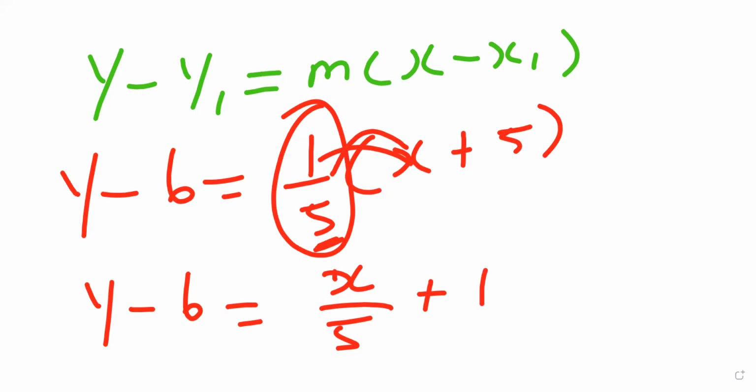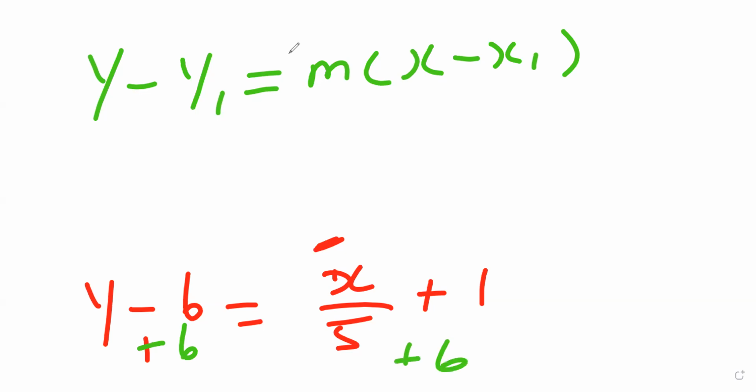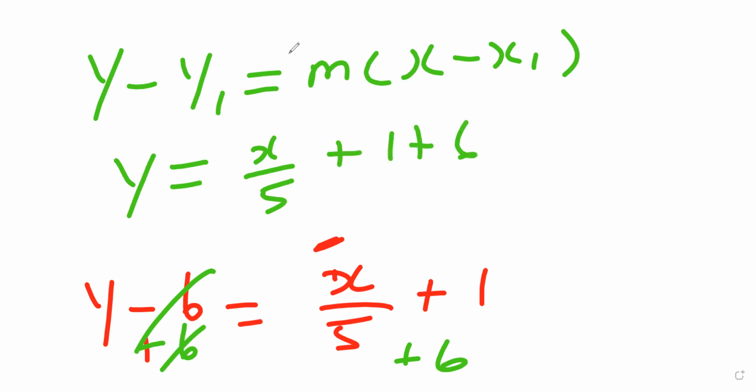Now we're going to get rid of the negative 6 and bring it to the other side, because we want y by itself. So we add 6 to both sides, because it's a negative 6 and we want to get rid of it. Finally, y is equal to x divided by 5 plus 1 plus 6. These are like terms, so we can just add them, and we're just going to have positive 7. And now we have the equation of the straight line.